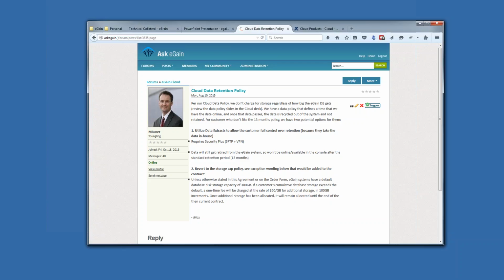Essentially, instead of that 13 months, we'll give you a base amount of storage, and we won't ever cycle your data out of the system. If you ever go above that storage, we'll charge you a little bit extra to add on some more. It'll be a one-time fee. It won't be recurring, and that storage will be allocated to you until you leave eGain, and then your standard termination terms apply. Those two things typically accommodate the two most common exceptions that we get.